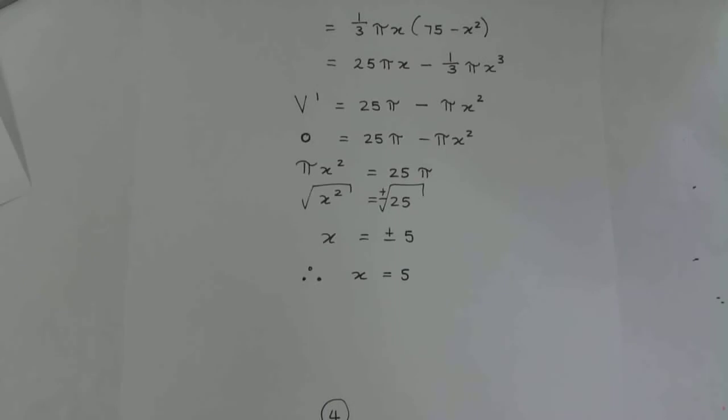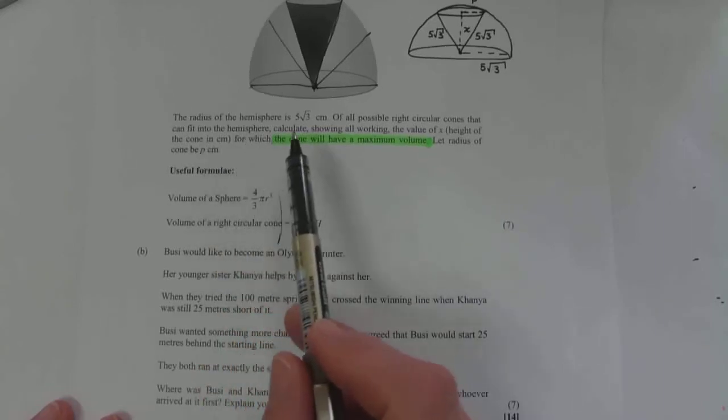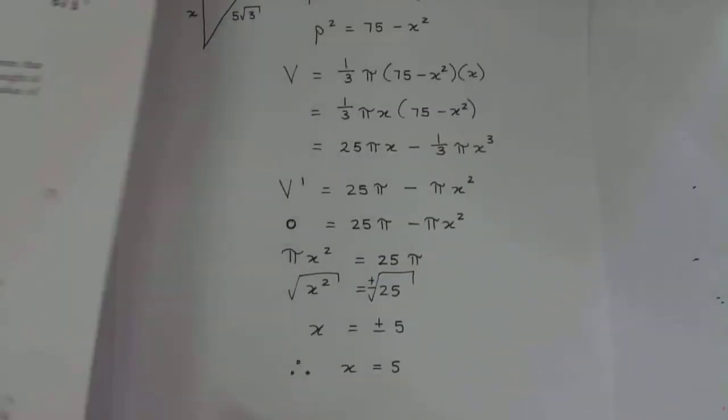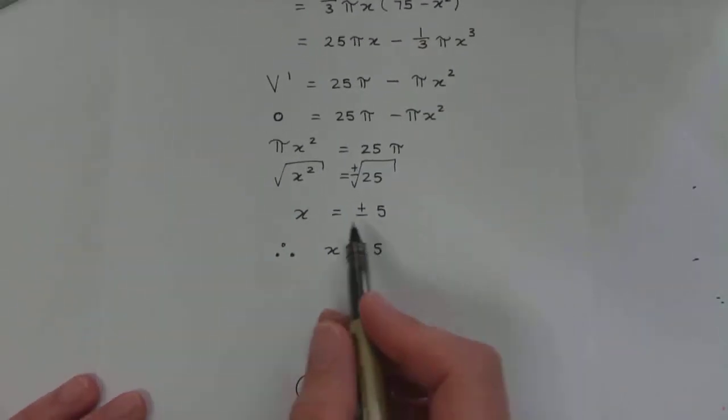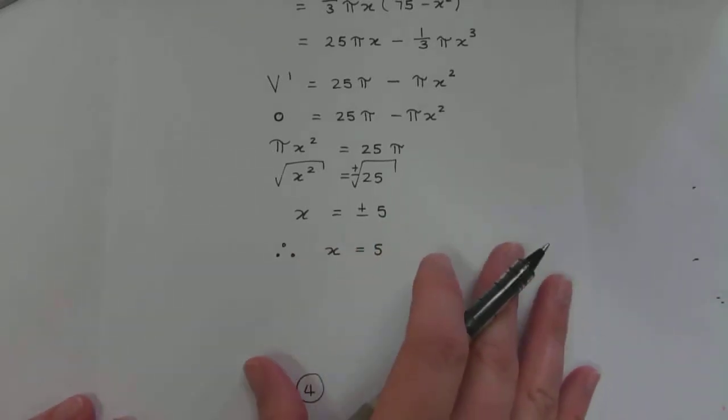Now the question said, over here, of all possible right circular cones that can fit into the hemisphere, calculate, showing all working, the value of x for which I have a maximum volume. So I'm done. I'm actually done because I've worked out if x is equal to 5, I've got a maximum volume. I am quickly just going to do a follow-up.